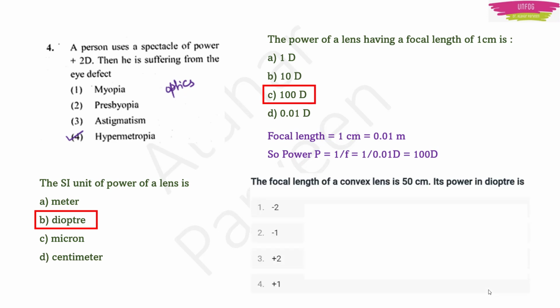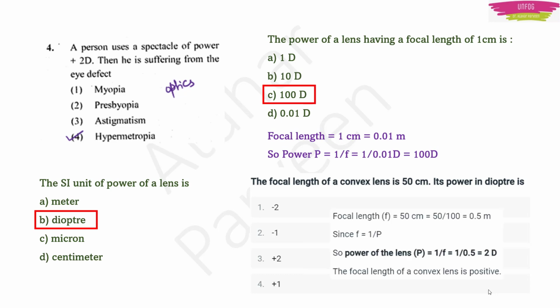Next question. The focal length of a convex lens is 50 centimeter. Its power in diopter is, see, given that focal length is equal to 50 centimeter, you have to convert it into meters because we have to find the power in diopter, right? To convert it to meters, you divide by 100. Then power will be equal to 1 upon 0.5, or 2 diopter. So option 3 will be the right answer. Because they are talking about a convex lens, power will be plus, so you have to tick plus 2, not minus 2.